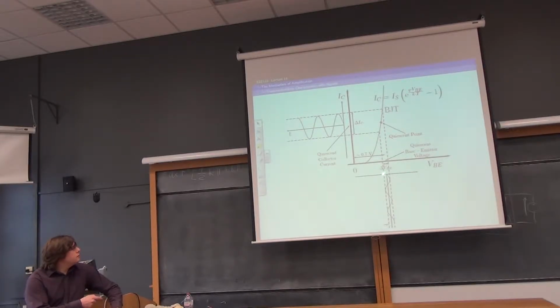And the small sine wave that I've applied to adjust the value of VBE, the delta VBE height, will yield a similarly shaped delta IC, and this will be our output signal. And if we want it as a voltage, all we need is some sort of current to voltage converter.